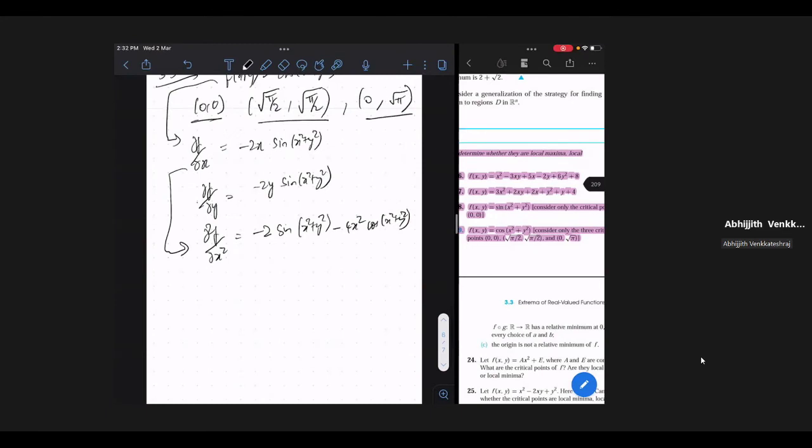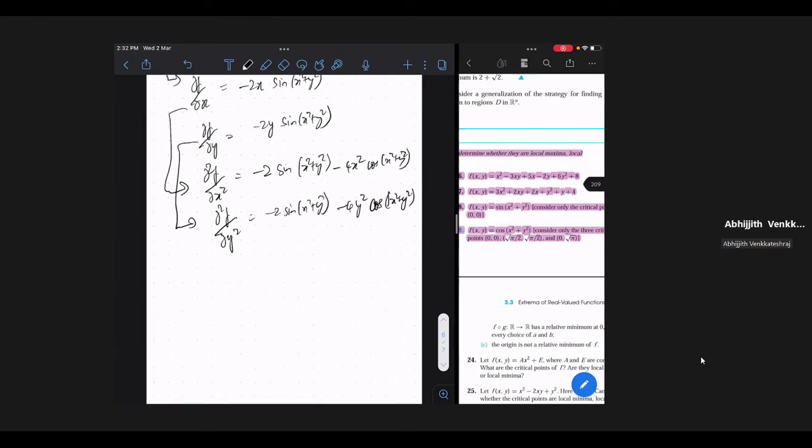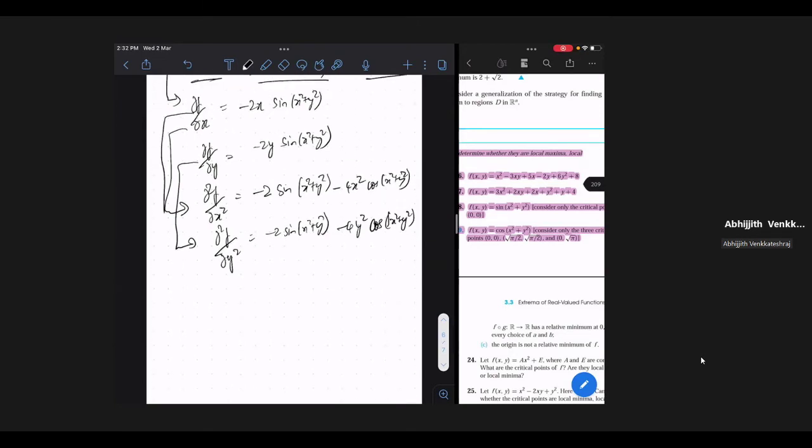The same way, if I differentiate this, I'm going to get dou square f by dou y squared is minus 2 sine of (x squared plus y squared) minus 4y squared cos of (x squared plus y squared). And if I differentiate this with respect to y, I'm going to get dou square f by dou x dou y is minus 4xy cos of (x squared plus y squared).